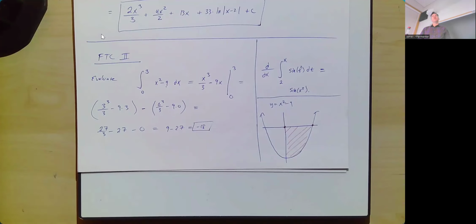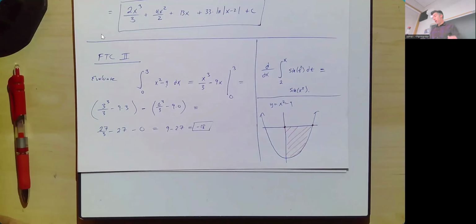I would say you shouldn't really worry if your answer is negative if you're just doing a definite integral, but area that's below the x-axis ends up coming out as being a negative value, whereas area that's above the x-axis is counted as positive. Let's look at some more examples.